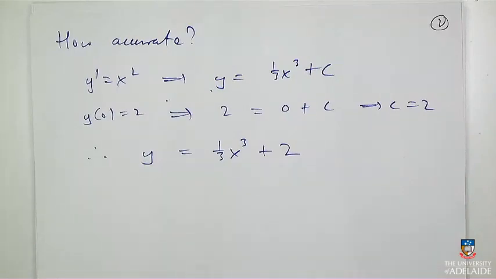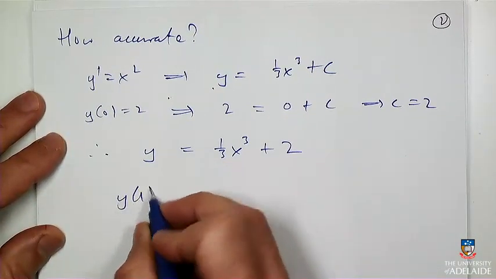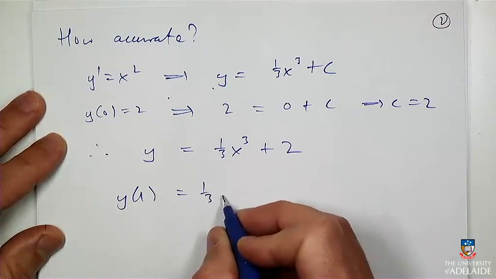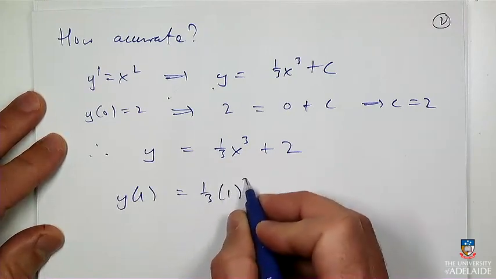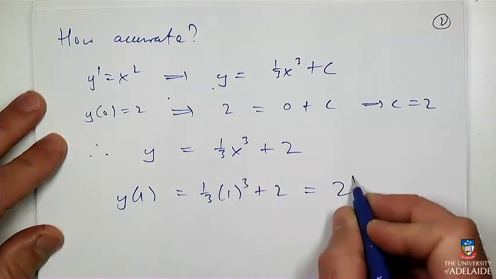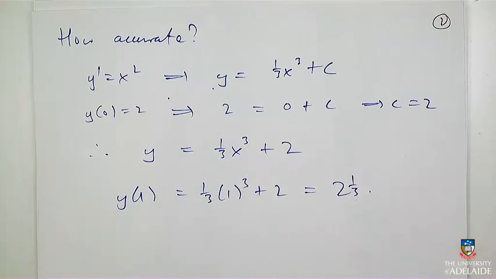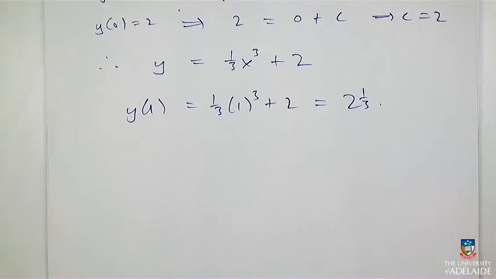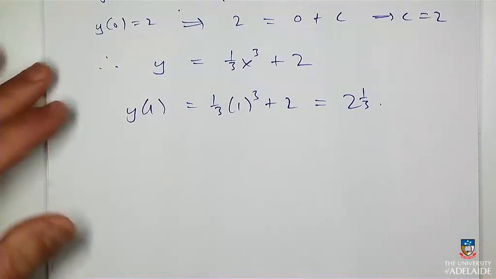And the question is, what is y(1)? So y(1) is a third times 1 cubed plus 2, which is 2 and a third. So it's not 2, but it's not that far from 2, right? It's pretty close to 2. What actually happened in this example, why was the guess equal to the same value at 0?